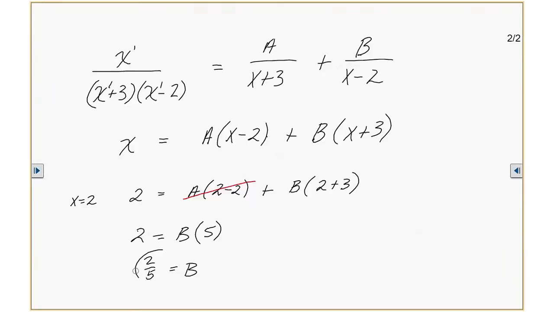And of course, what do you do with 2/5 now? I mean, no, you don't. I'm thinking of solve the system. Okay, now you found out B. Now what? How do you find out what A is?